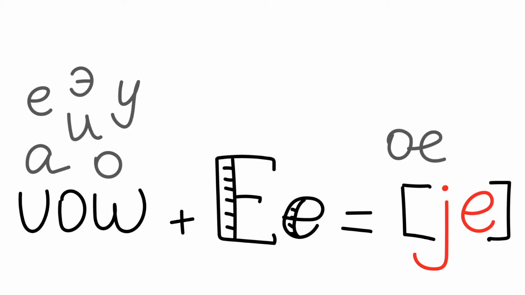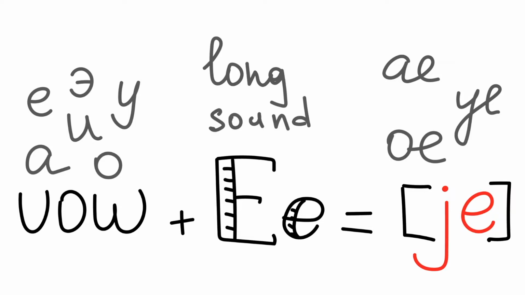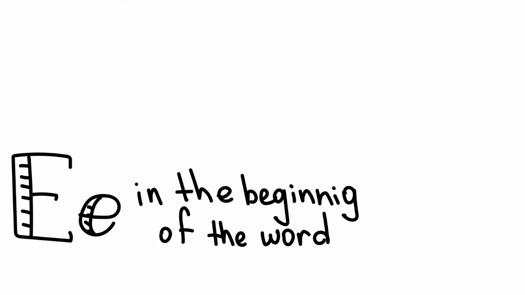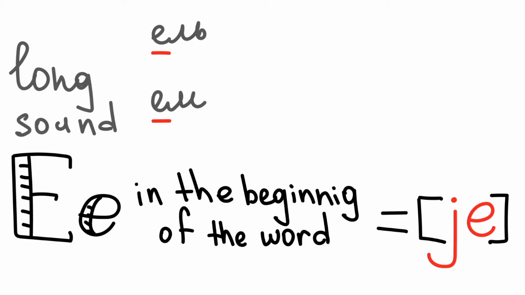Okay, the examples of vowel plus Я: oh yeah, oh yeah, ah yeah. Just keep in mind that this sound is long. Я in the beginning of the words again sounds like yeah. So it's a long sound. And take a look at the examples, please.